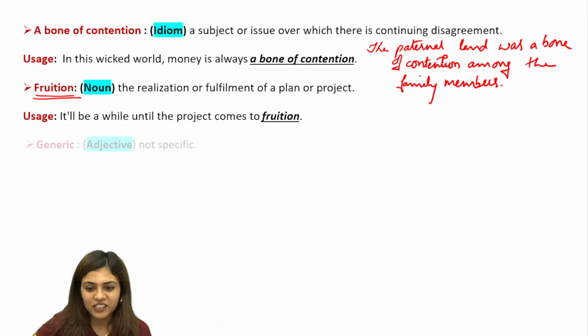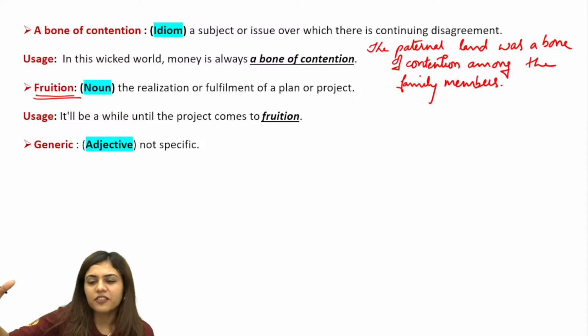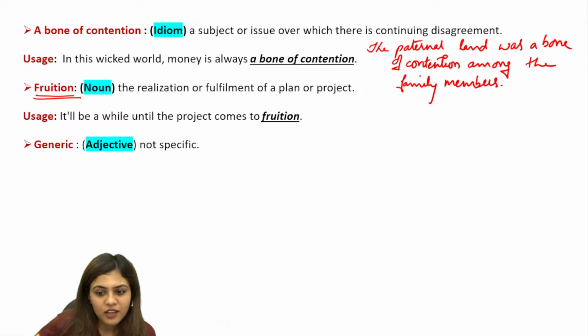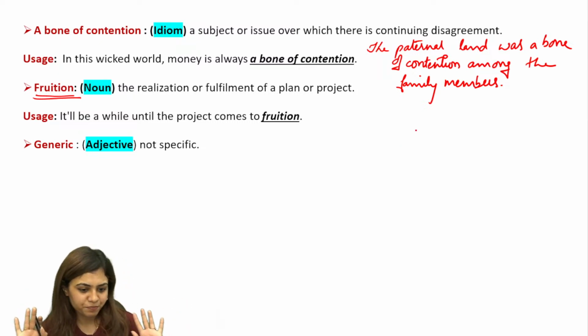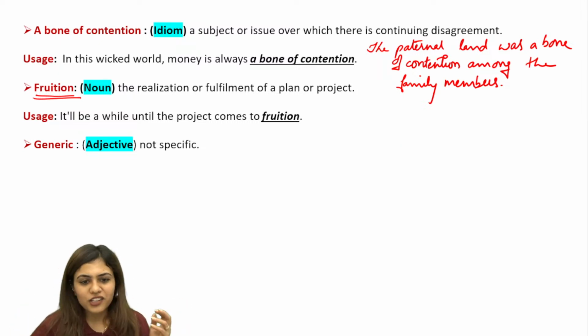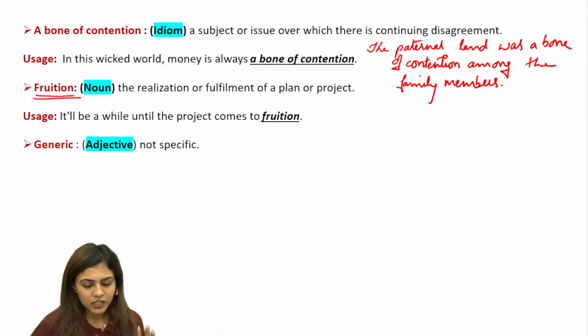So moving to the next one, generic. In very simple terms, if something is generic, it basically means something which is general or something which is not specific. Okay? For example, her generic response to everything is, I am fine. So her general response to every single question is that she's fine.